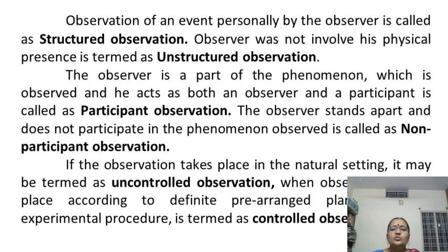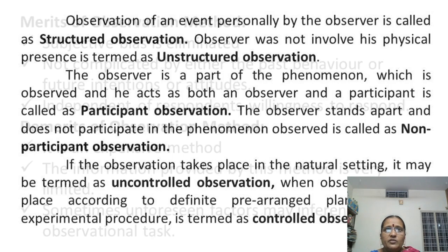And the last two types of observation methods are: if the observation takes place in the natural setting, it may be termed as uncontrolled observation. When the observation takes place according to definite pre-arranged plans involving experimental procedure, it is termed as controlled observation.